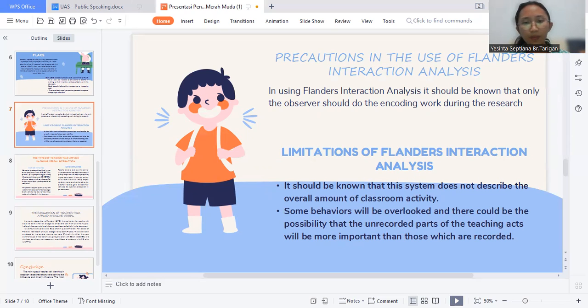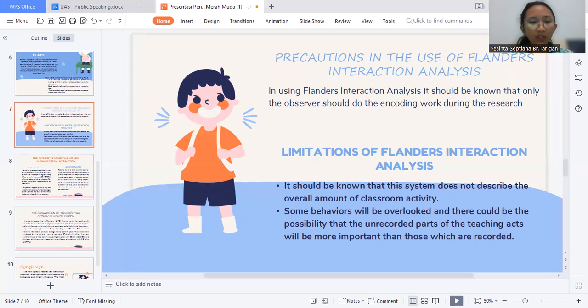In using Flanders interaction analysis, it should be known that only the observer should do the encoding work during the research, since they are most familiar with the entire process and are aware of its limitations. And it is best to stop making assumptions about what is good and what is bad in terms of teaching behavior, because this is only an explanation tool.